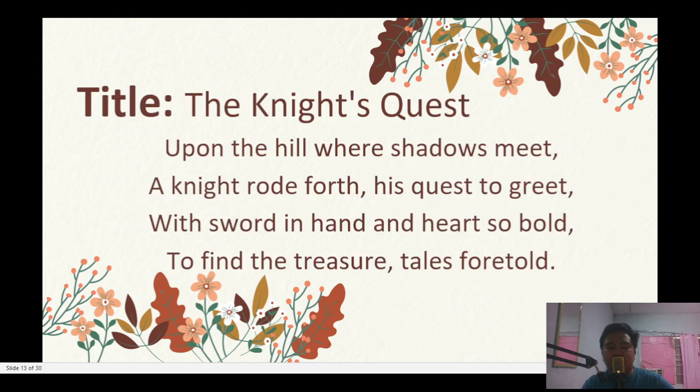Okay? So let's read this example, the knight's quest. Upon the hill where shadows meet, a knight rode forth his quest to greet, with a sword in hand and heart so bold to find treasure tales foretold.